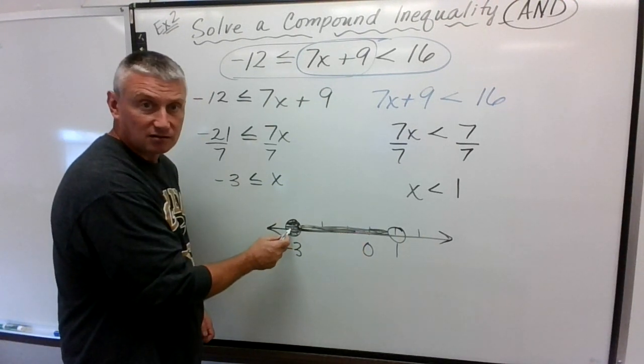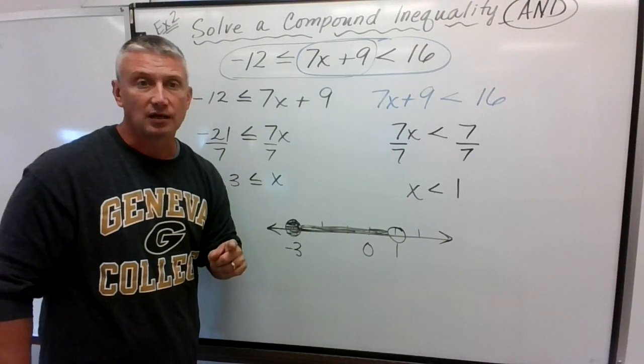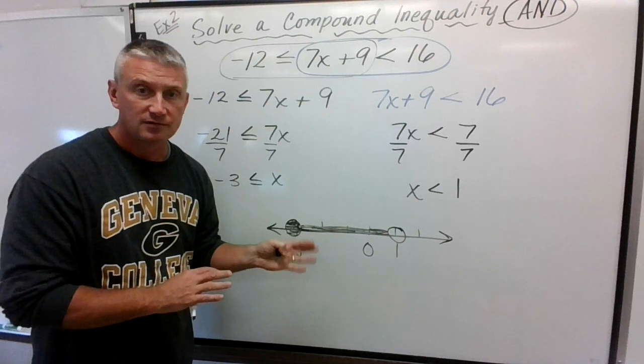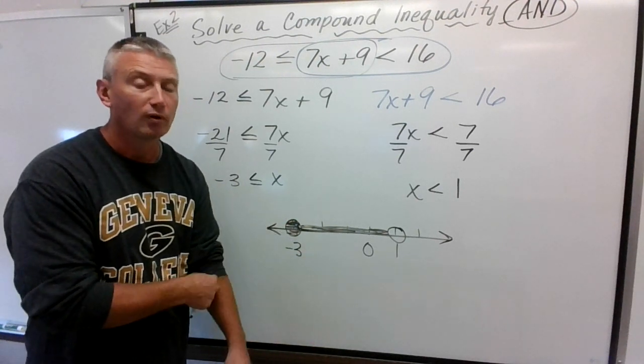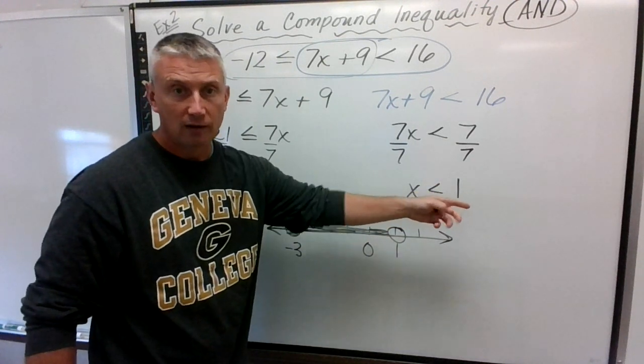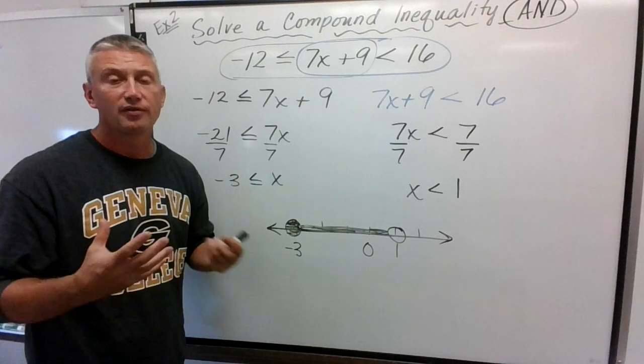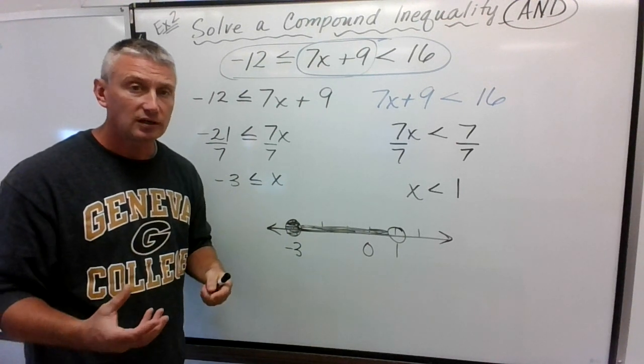Negative 3 is an answer because it's shaded in. It's part of the answer. 1 is not part of the answer. It is just a boundary. So everything up to 1 will work, but 1 will not work. Notice if you put 1 in here, 1 is not less than 1. That's why it does not work. Okay, so I hope you saw the difference between the and and the or inequalities.